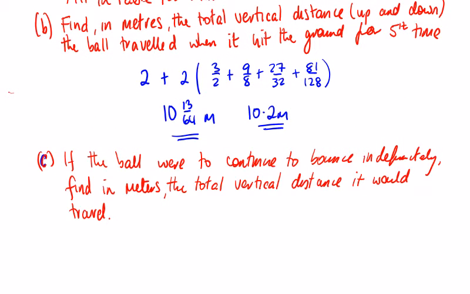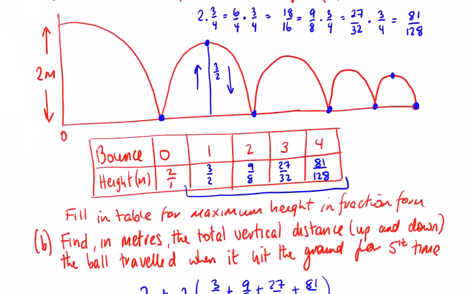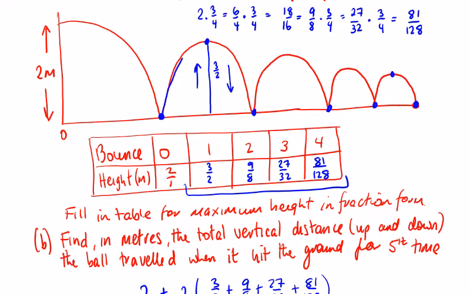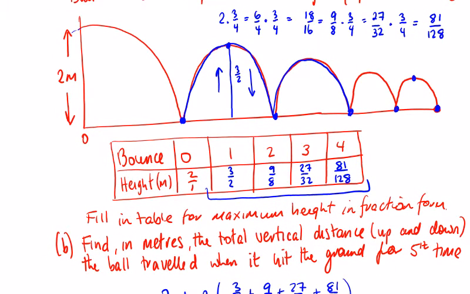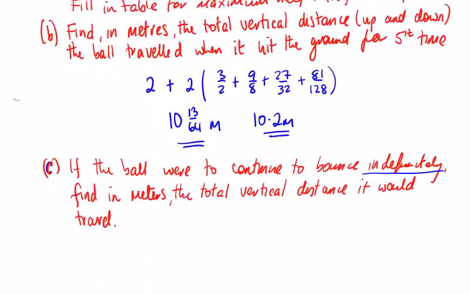Part C of this question. If the ball were to continue to bounce indefinitely, so this is a sum to infinity, a bit like the fly jumping across the table and various other questions we've been asked like this, find in meters the total vertical distance it will travel. Well, we can see here from this point it's a sequence that goes up and down, up and down. So it might be easiest to imagine that if we bring this one back to here, our first term will be 2, and then we just have to take away this vertical height of 2 that it doesn't go up to start with. Let's do it that way first.